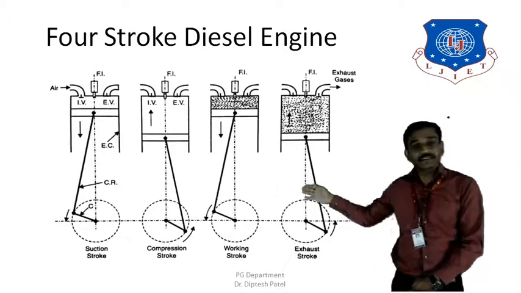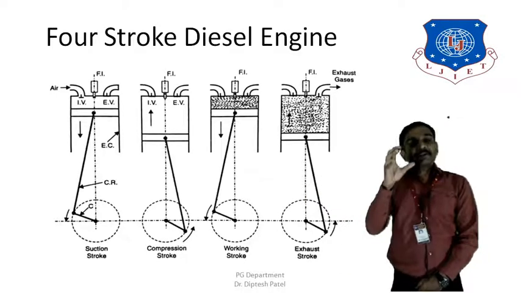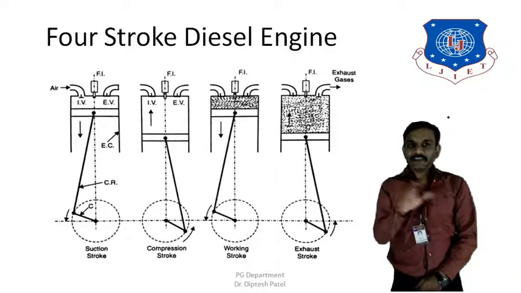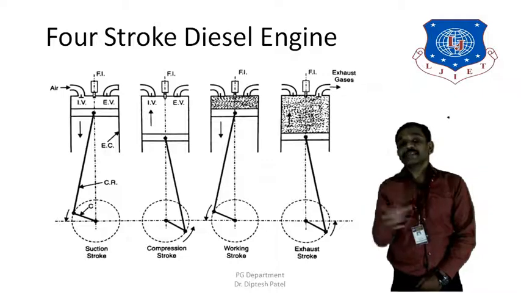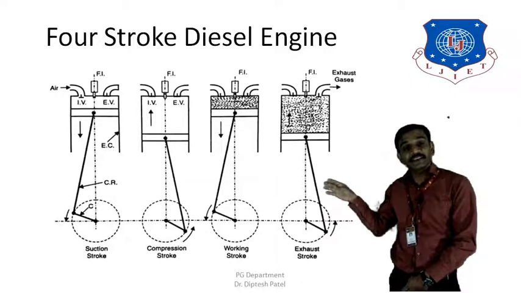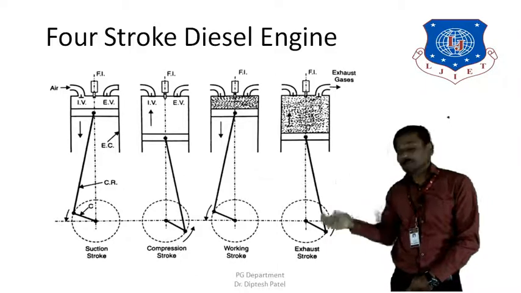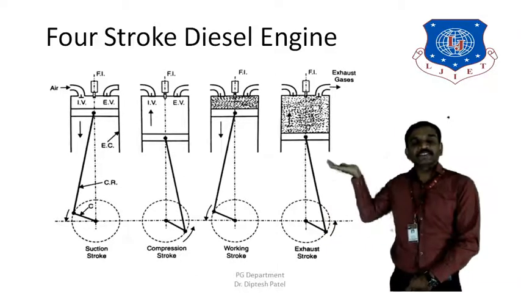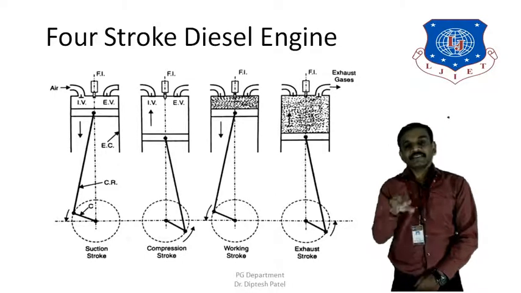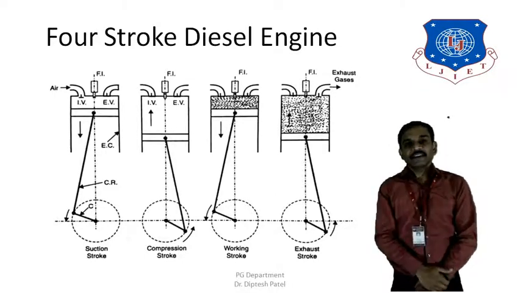At first the piston moves from TDC to BDC. At that time the inlet valve remains open, so just fresh air comes from the atmosphere and enters the cylinder. In the second stroke, you can see the piston is moving from BDC to TDC, which compresses the air. Then the fuel is injected afterward.